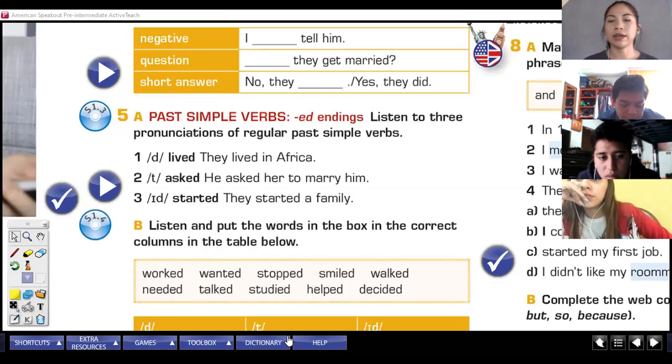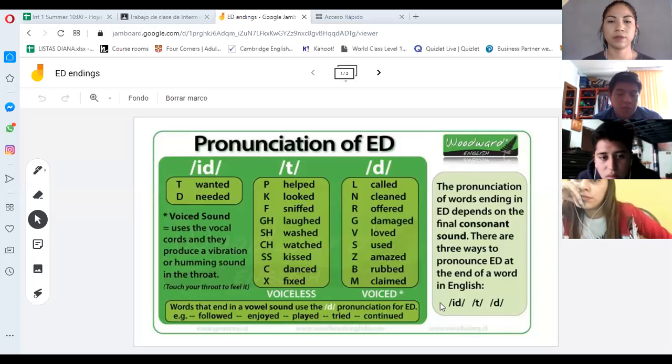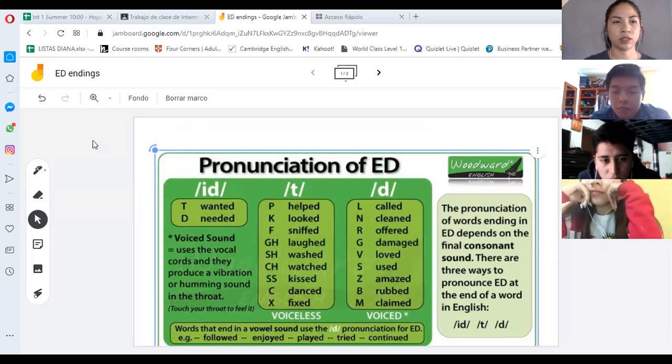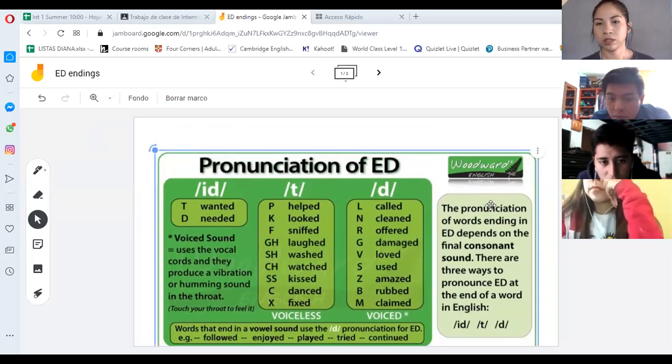Please, Eduardo Mora, read here the pronunciation of words. Ah, no lo he compartido, ¿verdad? Sorry, it's here. Yes, can you see it? ¿Sí se ve?